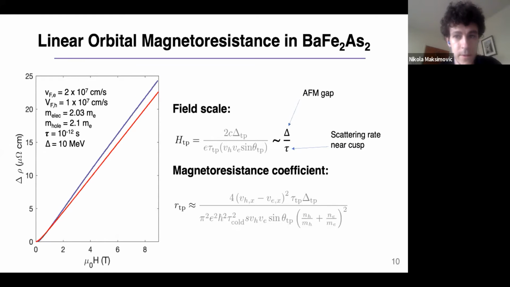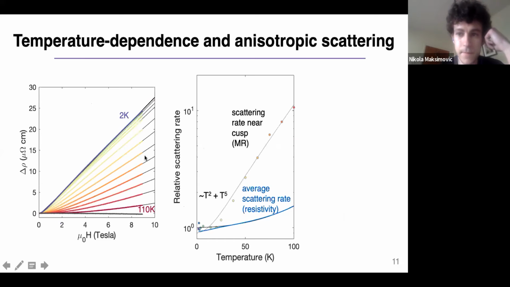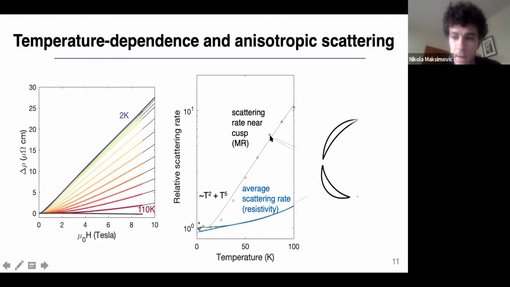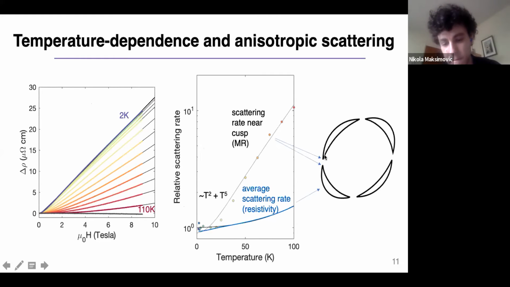So you can see this when you do temperature-dependent measurements and extract the scattering rate from the magnetoresistance as opposed to the overall resistivity. The scattering rate near these cusps, near these kind of nesting points on the Fermi surface, increases much more rapidly as a function of temperature. And this is kind of expected. As you increase temperature, spin density waves will be excited, and they cause higher scattering at points that are nested by the antiferromagnetic order.